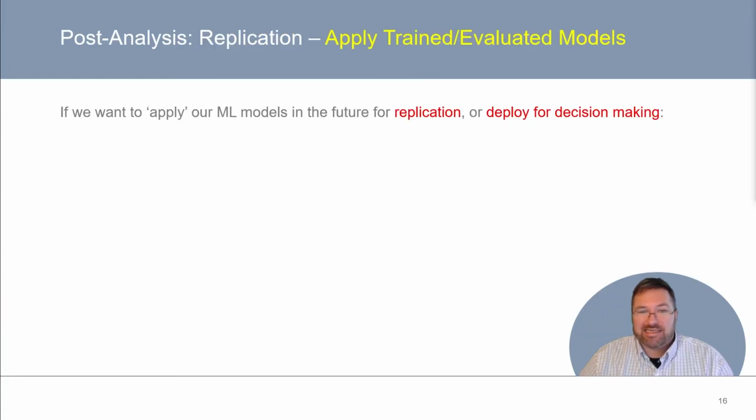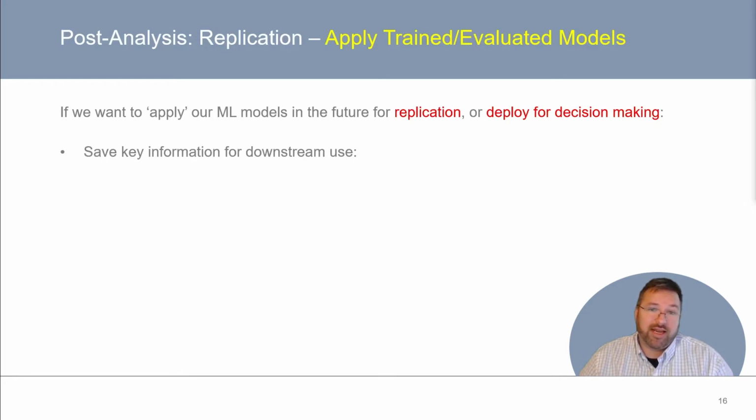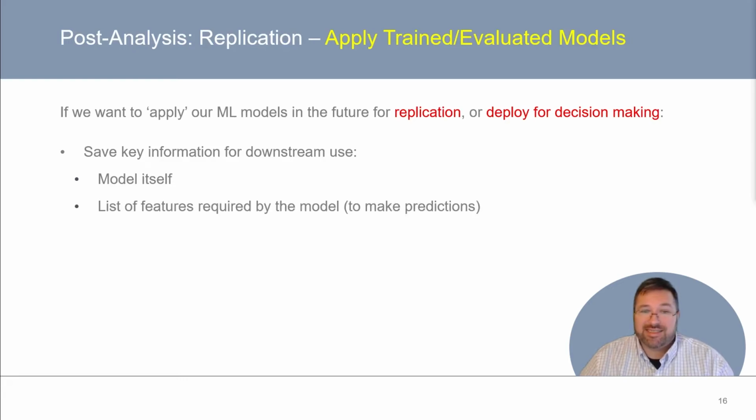So what do we need to keep in mind when we're looking to apply our trained and evaluated models to new data? This new data might have been gathered to demonstrate that our model's performance can be replicated, or maybe we have deployed our model to make predictions in practice. For both of these things, we'll need to save some key information during training for downstream use. The first being the model itself. The second being the list of features, as well as their units if that's relevant, that are required by the model in order to make predictions.